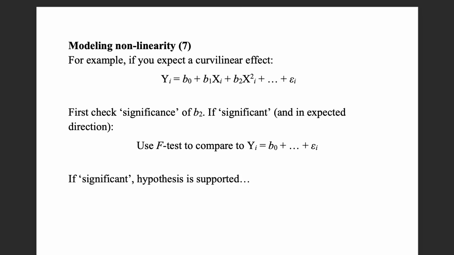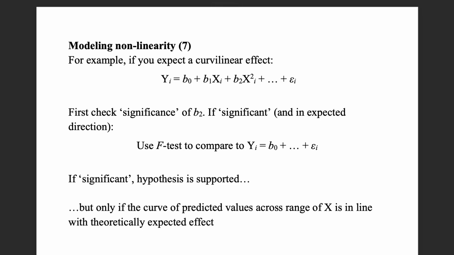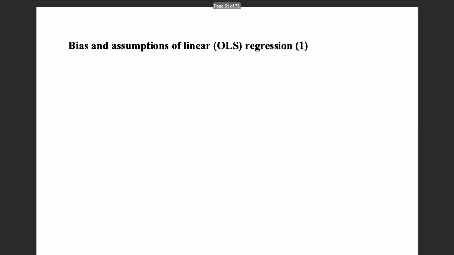And then you can say, well, if that F-test is also statistically significant, then you find support for your hypothesis, but do make sure that the curve that you have estimated is also actually in line with what you theoretically expect. So take a look at the predicted values before you draw your final conclusion. That's really important because, again, if you're not used to interpreting these polynomials, then visualizing the effect just in your head might be quite hard. So always make sure that you check the predicted values across the range of your independent variable and see whether that's actually in line with what you theoretically expect.